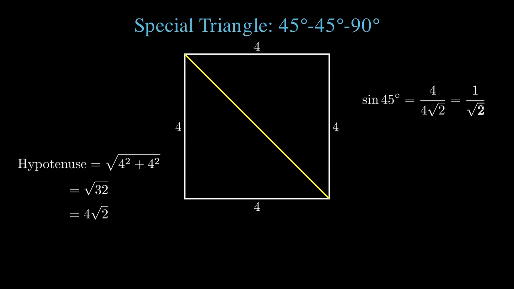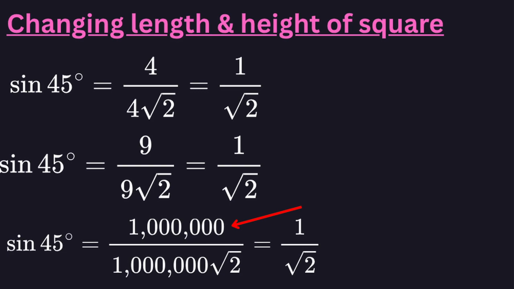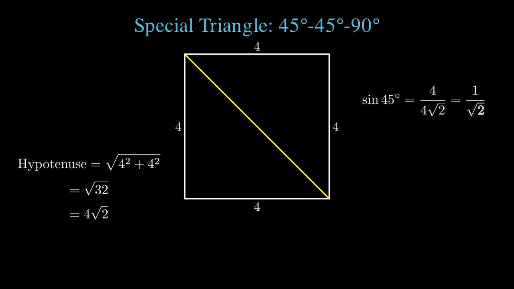I'm showing you this because we've just arrived at a key principle. What we just did can be applied if the length and height were 9, 1 million, or 465.7843. Basically, from this triangle we can say that sine 45 is equal to 1 over root 2. Cos 45 is equal to 1 over root 2, and tan 45 is equal to 1.